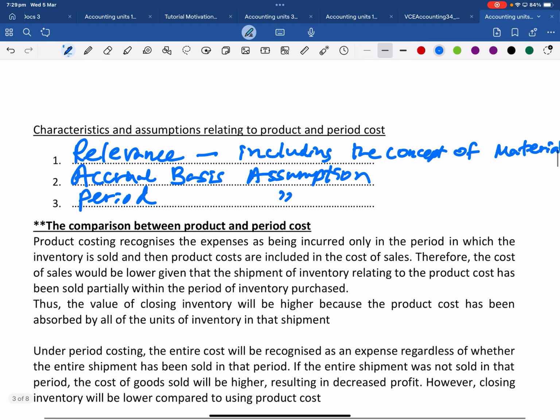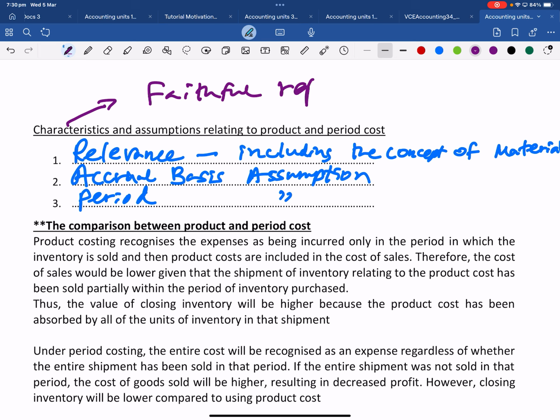Sorry guys, we can add here for the characteristics. For the characteristics, actually, we can add faithful representation as well. Please write it under or somewhere.